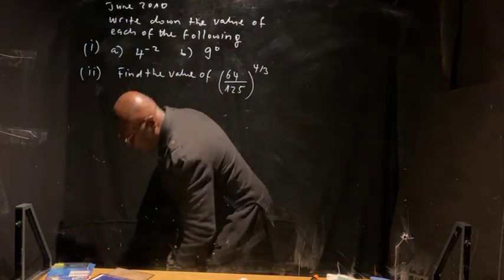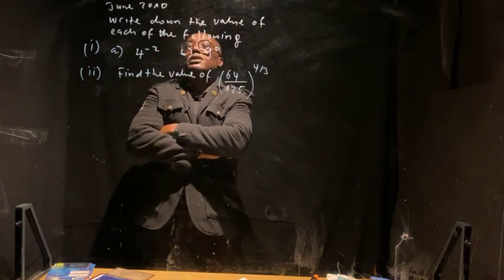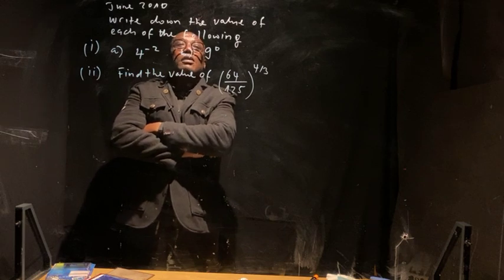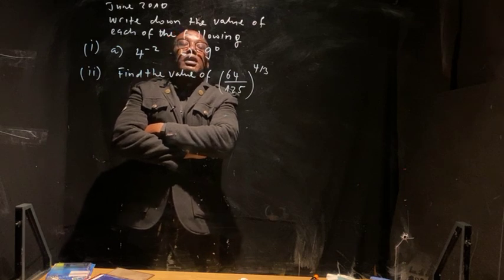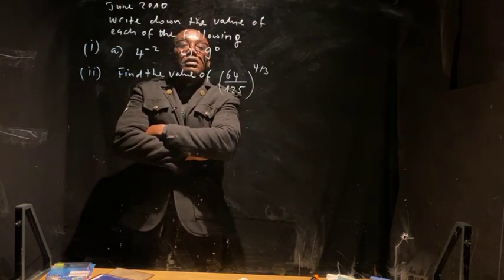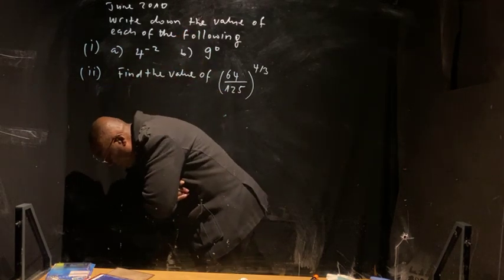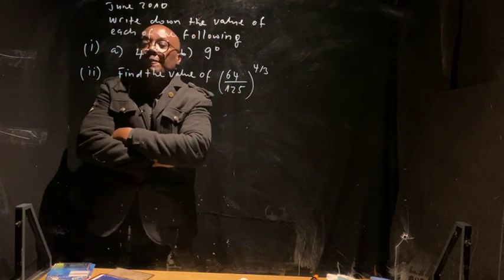Good. This question is from June 2010. Write down the value of each of the following. A, 4 raised to the power negative 2. B, 9 raised to the power 0. Find the value of 64 over 125. Let me see. Yeah, they are correct. Good. Solution.